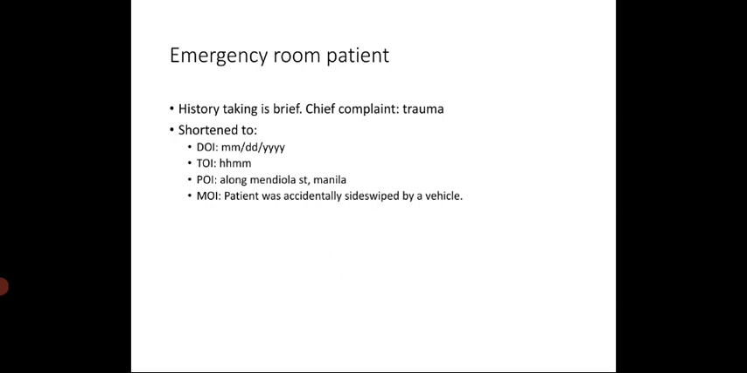So the history taking is usually brief, with the chief complaint of trauma shortened to the following: the date of injury, the time of injury, the place of injury, as well as the mechanism of injury. The time of injury is important because there we could start our patient on antibiotics and decide what type of antibiotics to use. For patients with spinal cord injuries, it determines whether or not we could start the patients on steroids.